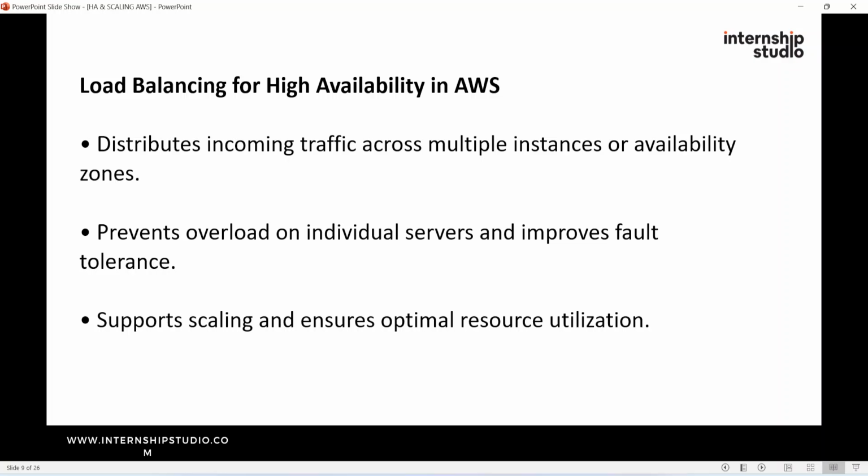Next is load balancing for high availability in AWS. It's the backbone of the whole application architecture in AWS. It distributes incoming traffic across multiple instances or availability zones. So it prevents overload on individual servers and improves fault tolerance. It also supports scaling and ensures optimal resource utilization.